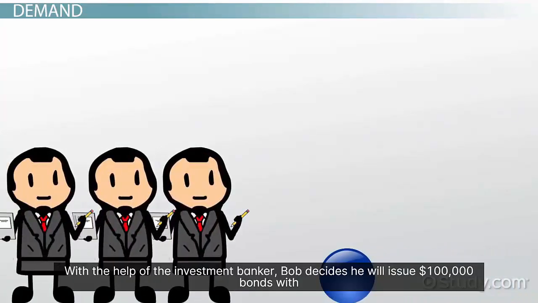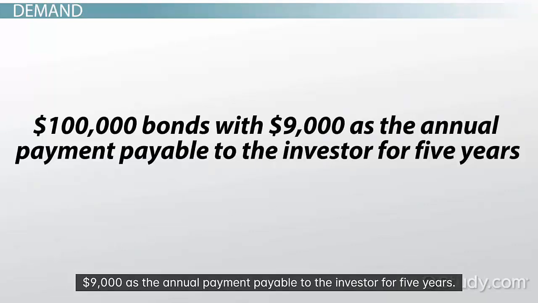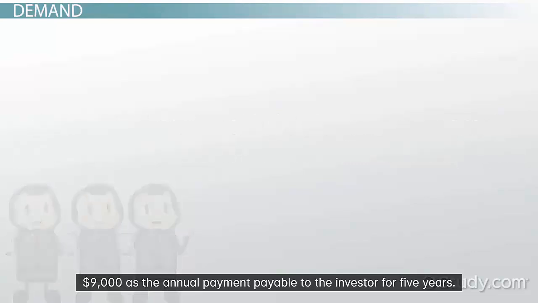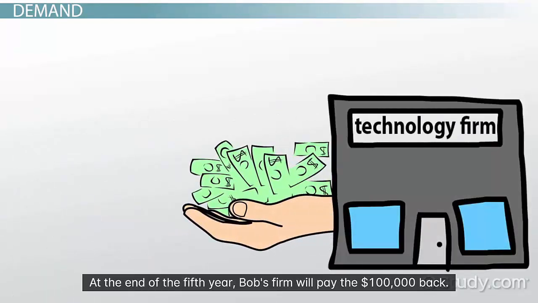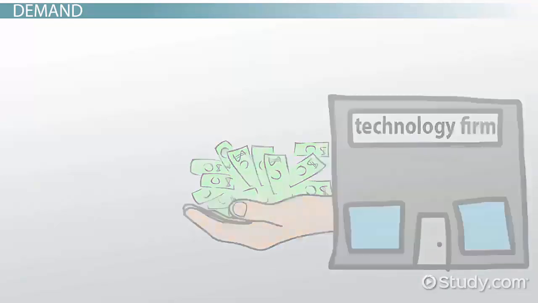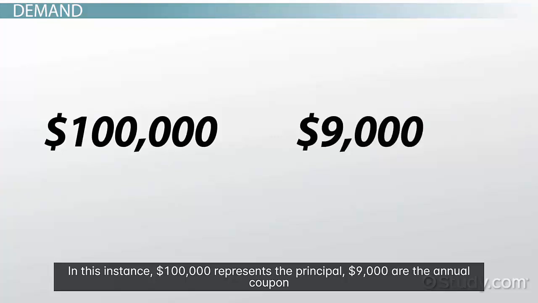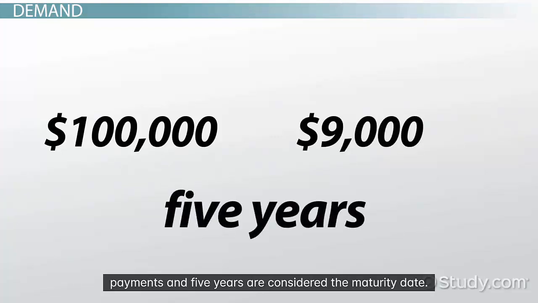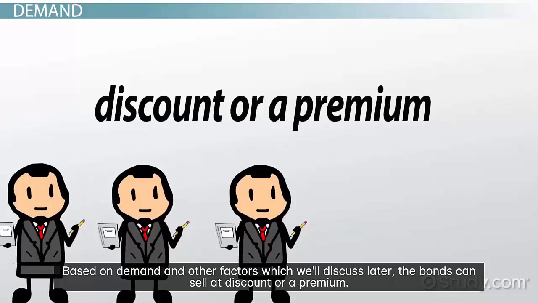With the help of the investment banker, Bob decides he will issue $100,000 bonds with $9,000 as the annual payment payable to the investor for 5 years. At the end of the 5th year, Bob's firm will pay the $100,000 back. In this instance, $100,000 represents the principal, $9,000 are the annual coupon payments, and 5 years are considered the maturity date. Based on demand and other factors which we'll discuss later, the bonds can sell at a discount or a premium.